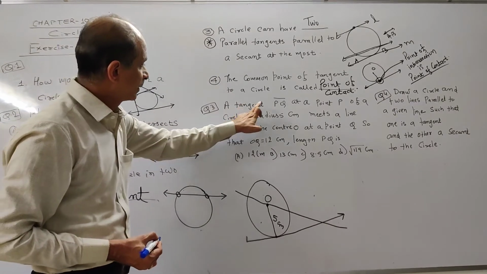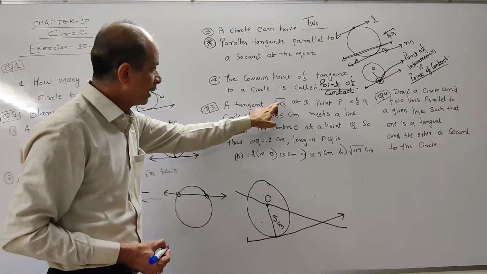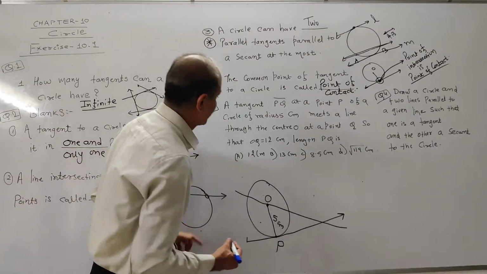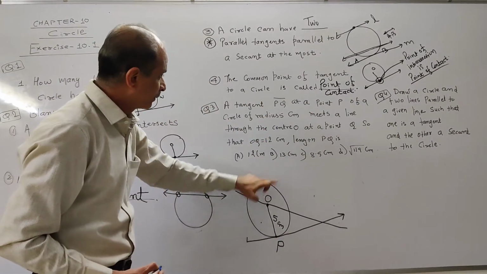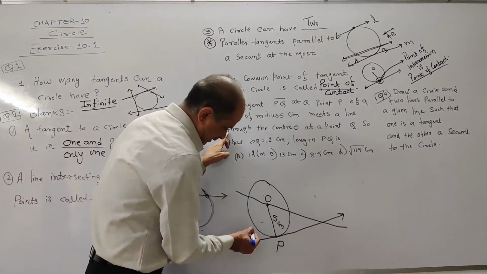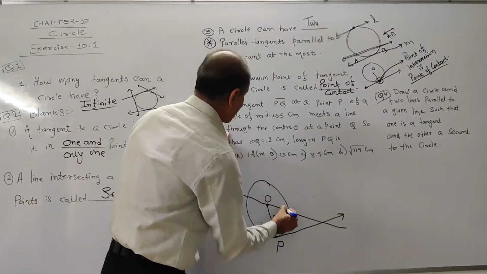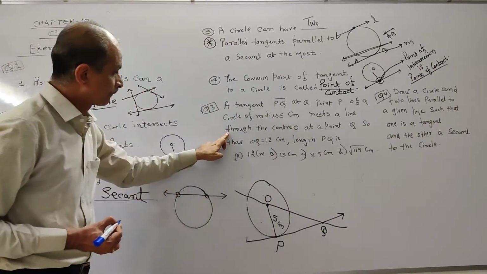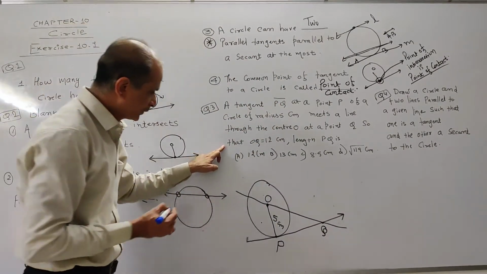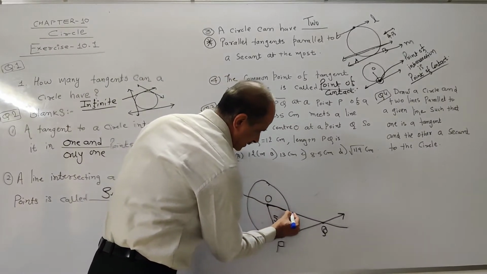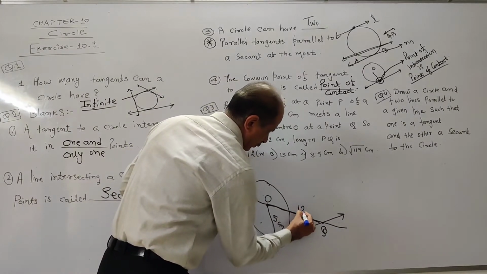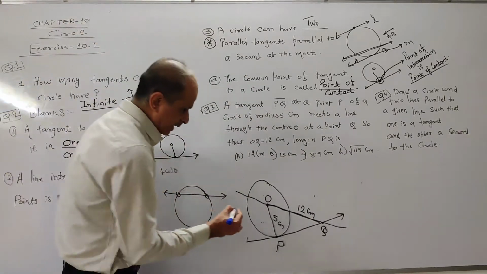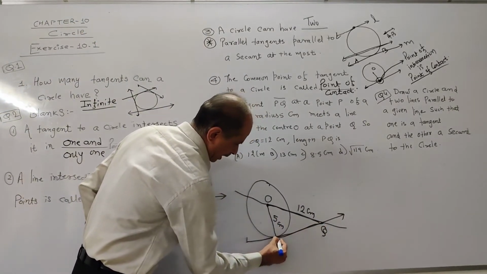A tangent PQ at a point P of a circle. So this point of contact is P. The radius is 5 centimeter. This tangent meets a line passing through the center at point Q. So this point is Q, so that OQ is equal to 12 centimeter. This distance is given to you, that is OQ, 12 centimeter. The length PQ is blank, so here your question is to find PQ.